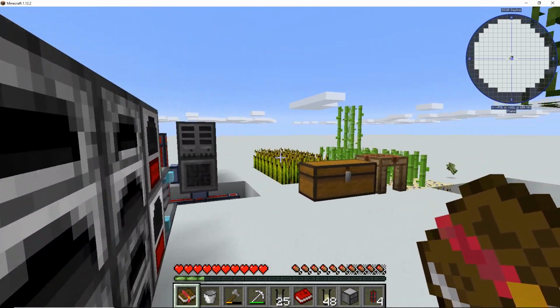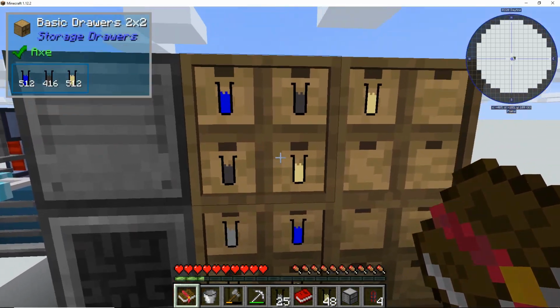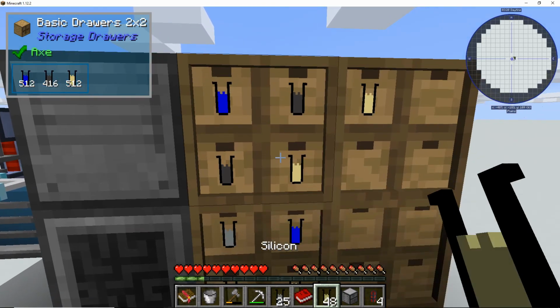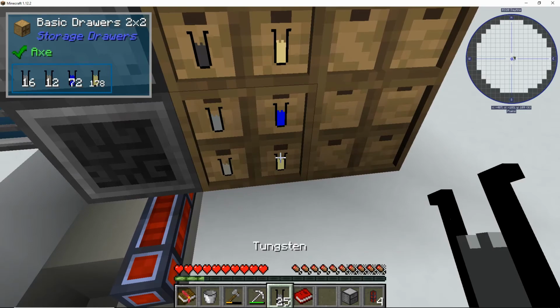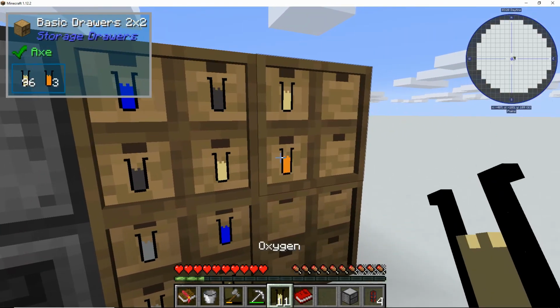Okay, so next thing, I was able to put some of these chemicals there. The issue though is that we don't have enough room. Is it this one here? And tungsten. Tungsten, this is copper.